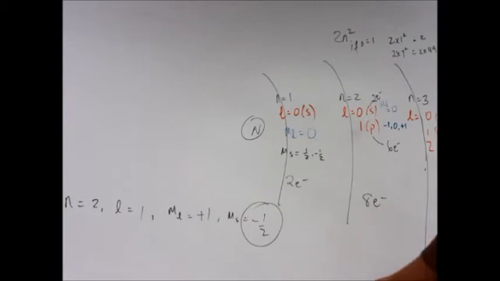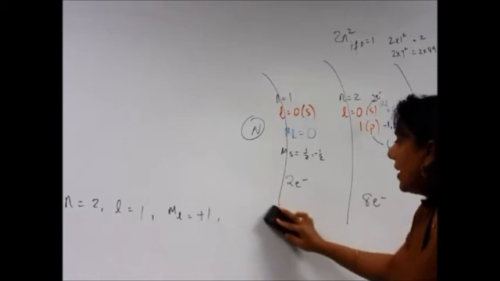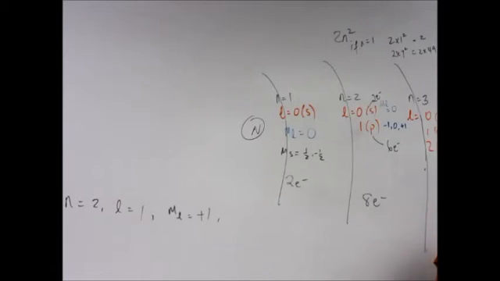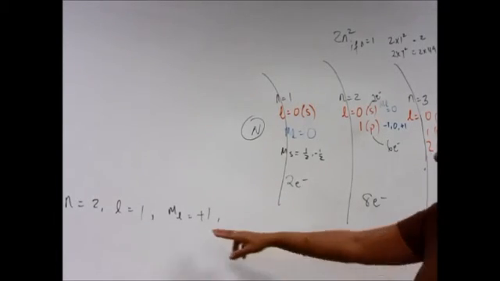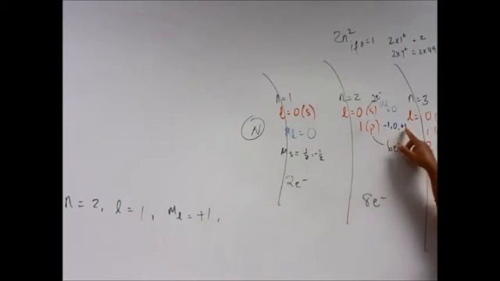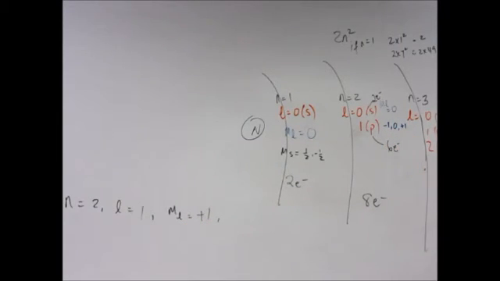Now, if I were to remove this number from here, then how many electrons am I talking about? 2. Now I'm talking about 2 electrons. Because as soon as I say ML is +1, this can hold up to 2 electrons now. So that's how you determine how many electrons we're talking about, and the location of the electron so far.